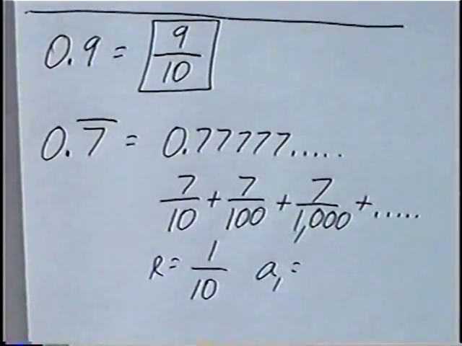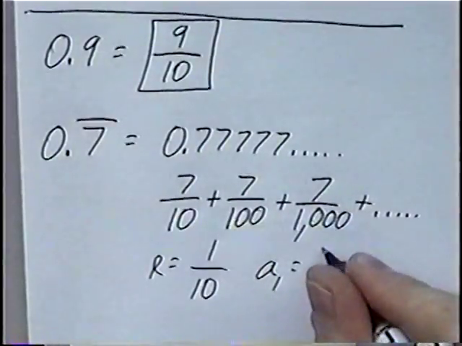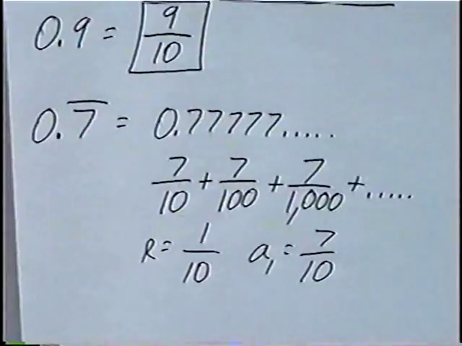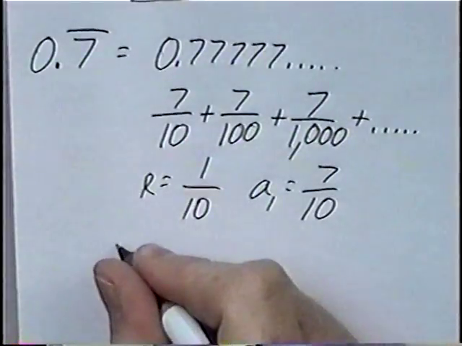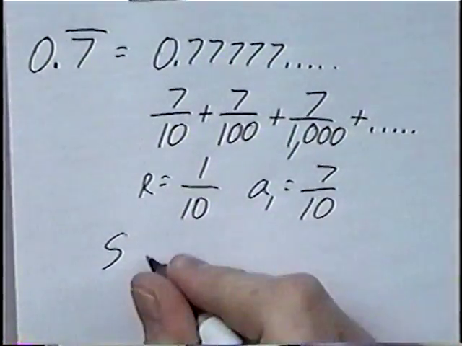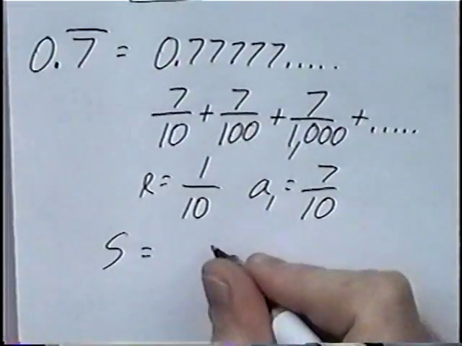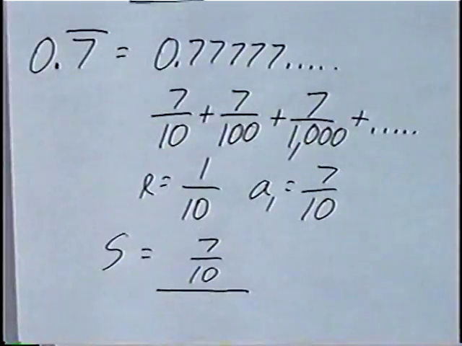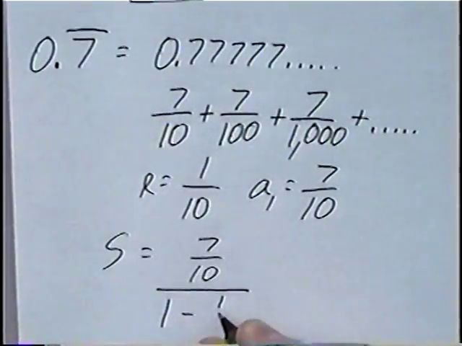A1, again the first value, the first fraction, would be 7 over 10. Once we have the rate and the first term, we can use the formula from the previous section. The sum of the infinite geometric sequence equals A1, which is 7 over 10, divided by 1 minus r. In this case, r is 1 over 10.